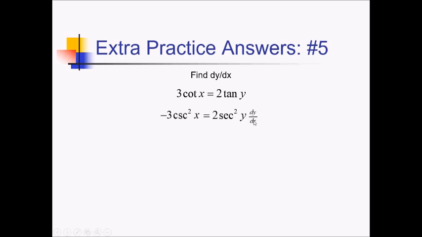And then to get dy over dx by itself, just divide both sides by 2 secant squared of y. So we end up with dy over dx equals negative 3 cosecant squared of x over 2 secant squared of y. And I'm sure you could simplify that to some other trig function, but we don't need to. We're just going to call it a day on this one.